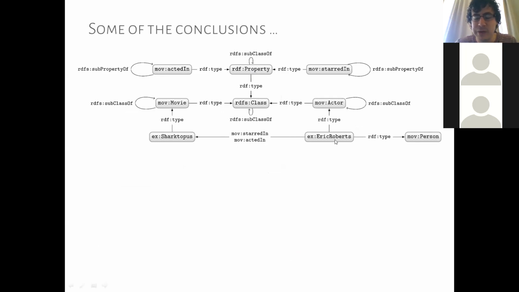So the ones we're most interested in are the ones involving the terms from the original triple. Eric Roberts is of type actor. Eric Roberts is of type person. Eric Roberts starred in and acted in Sharktopus. Sharktopus is a movie, okay? And the rest are more trivial conclusions.